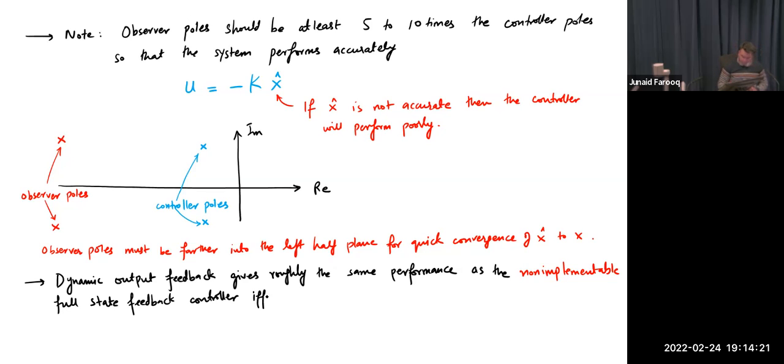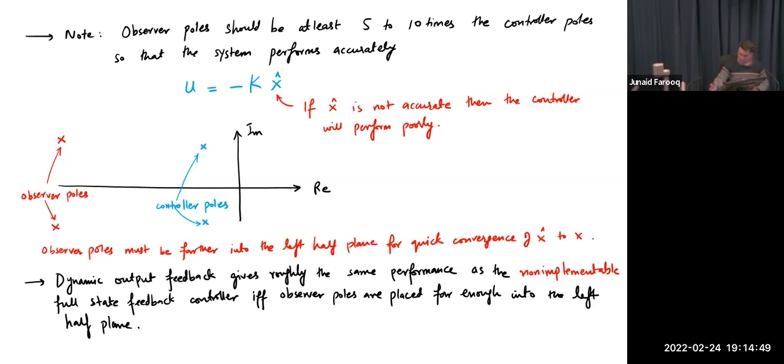If the observer poles are placed far enough into the left half plane, okay, so in other words, the x hat is approximately equal to the x if the observer poles are appropriately placed.